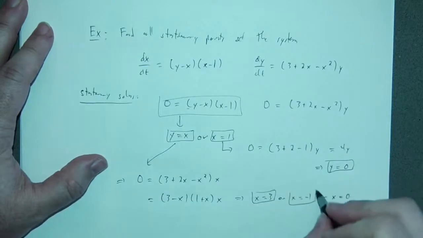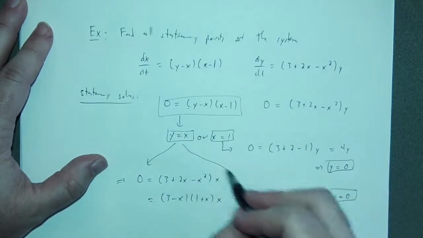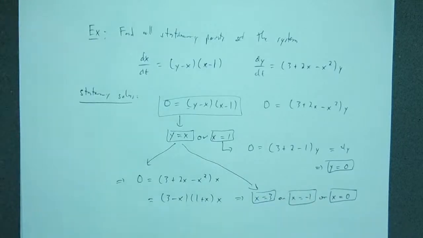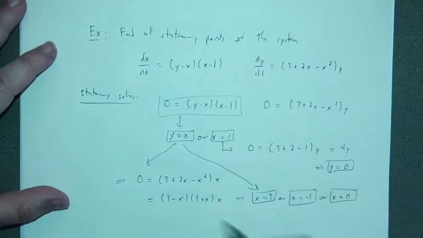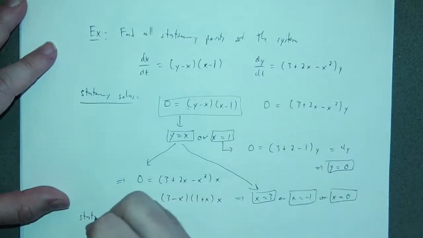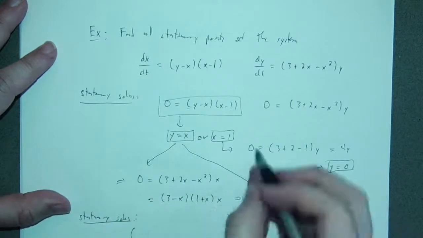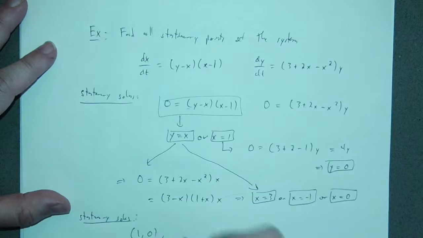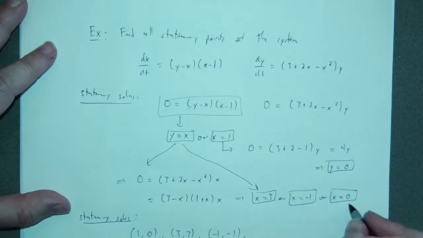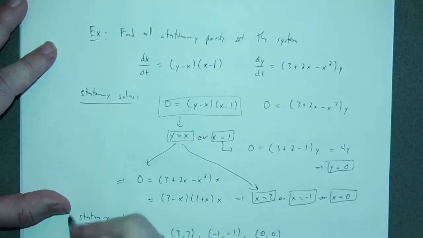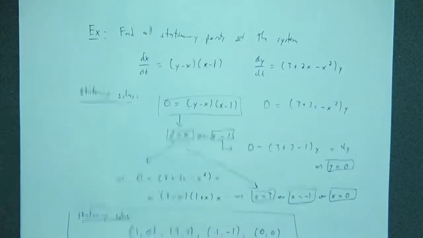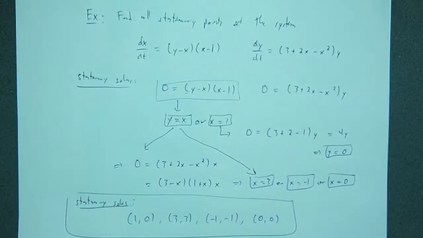Well, in each case, y is equal to x. So that gives me 3 points. So in total, I have 4 points. So from the first, I have, so what are my stationary solutions? Well, I have (1, 0). And then I have (3, 3). And (minus 1, minus 1). And (0, 0). Okay.